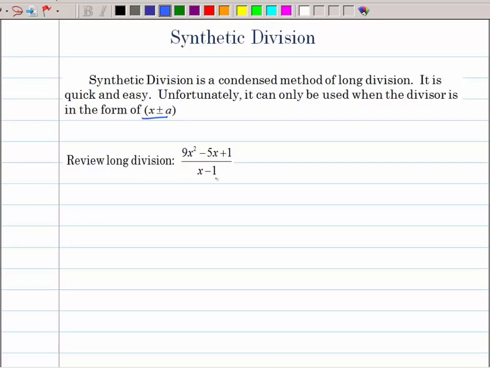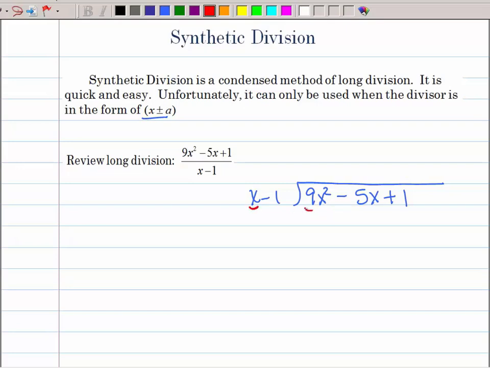So we have a divisor of x minus 1, and then we have a dividend of 9x squared minus 5x plus 1. First of all, notice everything is in descending order. Your polynomial is 9x squared, then x, and then your constant. We don't have any missing terms. So that division process goes something like this.